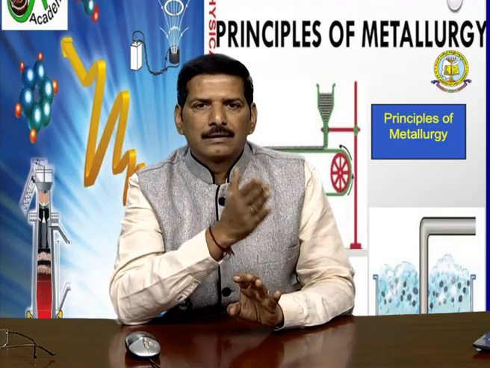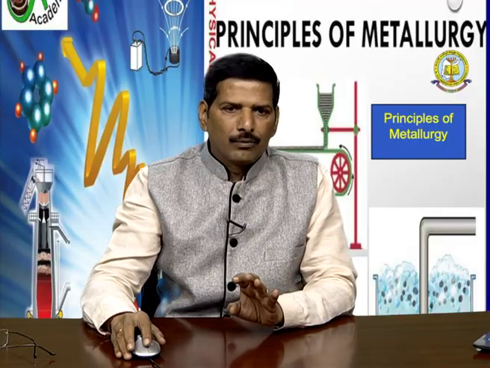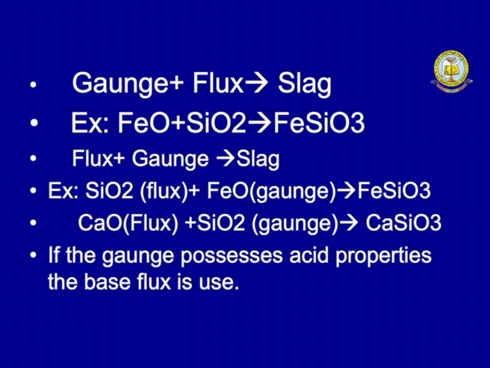After the physical methods of concentration of ore, we can remove the flux and slag. This is the second one. And you see the example: gangue plus flux gives slag. The reaction between gangue and flux gives slag. The best example: the gangue is FeO and the flux is silica, SiO2. Silica is acidic in nature and iron oxide is basic in nature. The interaction of acid and base gives salt. That is called iron silicate.